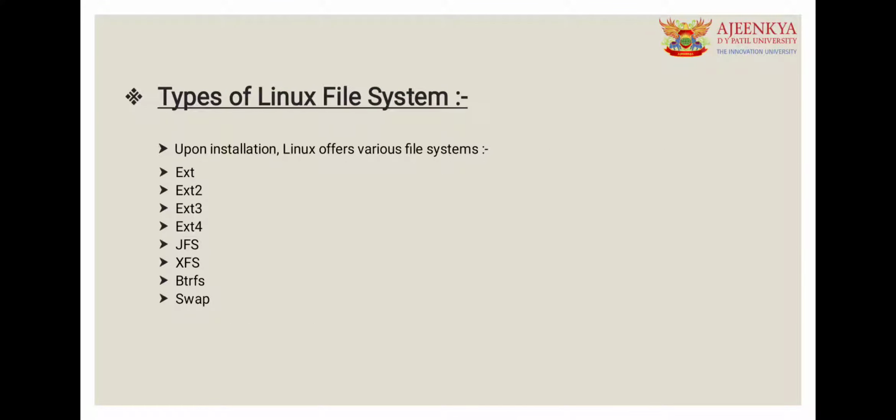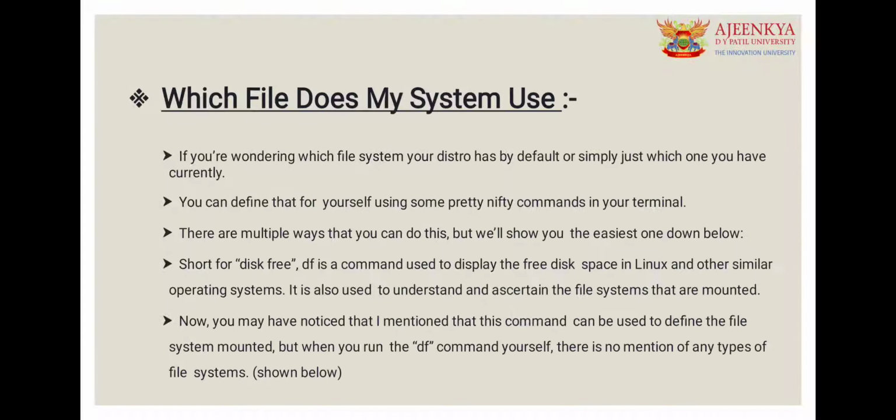Types of Linux file system. So here we can see the various types of Linux file systems. The first is ext1, ext2, ext3, ext4, JFS, XFS, BTRFS, swap. So these were the Linux file systems.